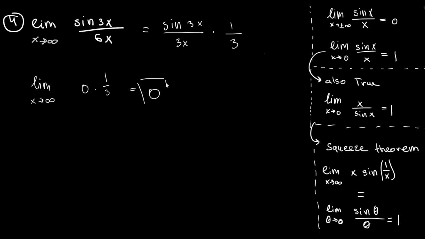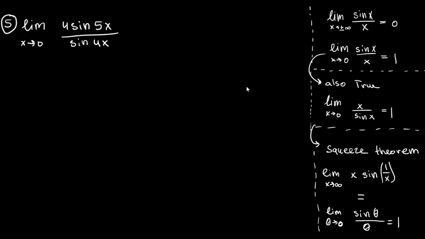So 0 is the answer for this problem. This one is a bit tricky, nevertheless you can solve it. Let's try splitting our limit into 2 parts. Now we want to rewrite it in such a way that this limit has 5x in the denominator and this limit would have 4x in the numerator.